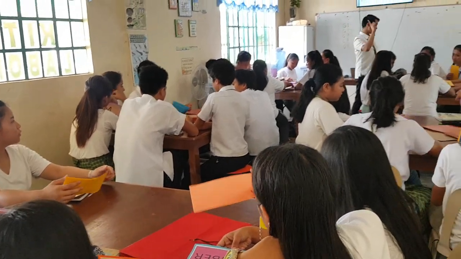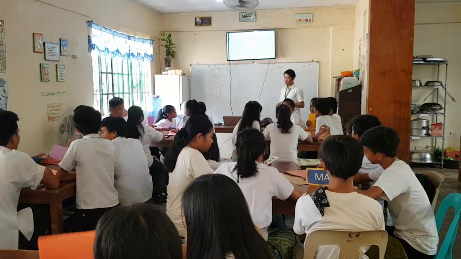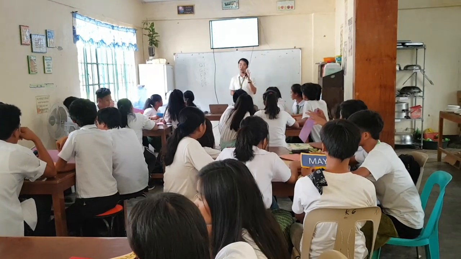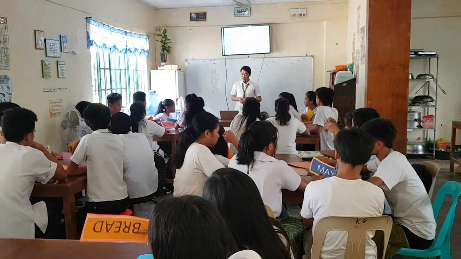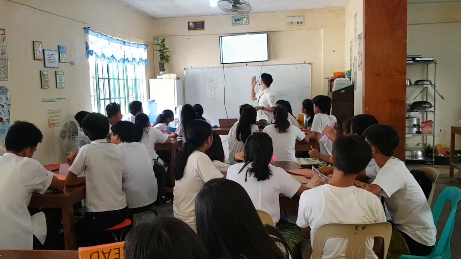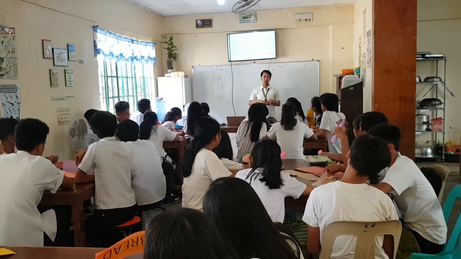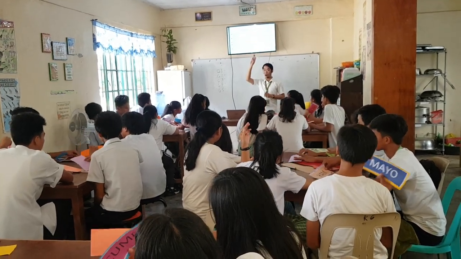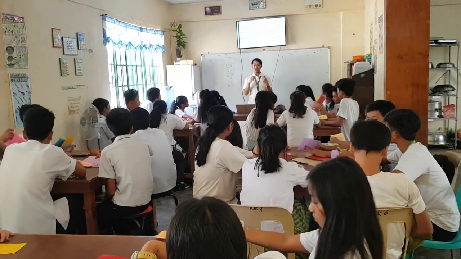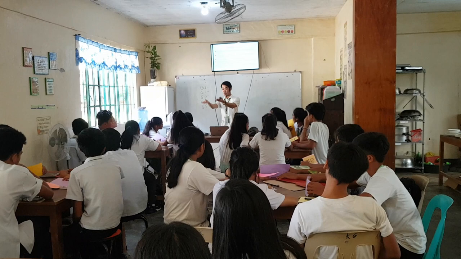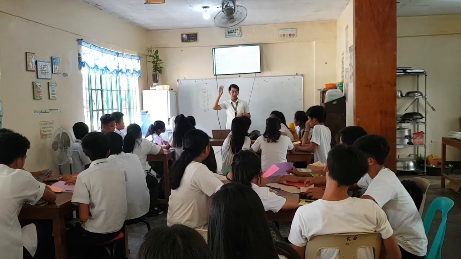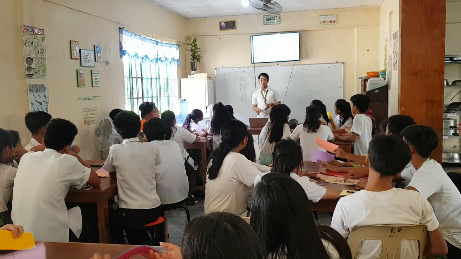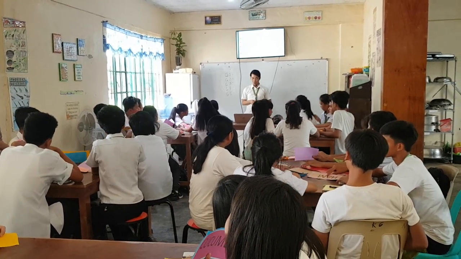Okay, so the instruction, class, is if the screen shows the name of the ingredient, the person in charge should stand. So you should know what is that ingredient you are holding. If the screen shows 2 or more ingredients, the persons in charge should stand together, or if you cannot stand because we do not have space, just raise your hand or the paper you are holding. And if you see on the screen sandwich, then all of you will raise the paper or the ingredient. Is that clear, class? Okay, so we will try. But this is just a trial, then afterwards we will give points. So let's try this one.